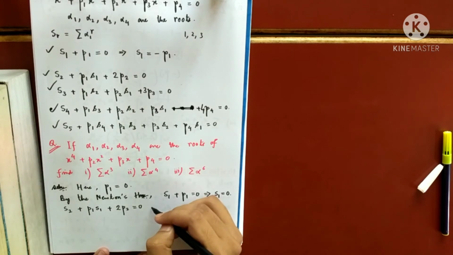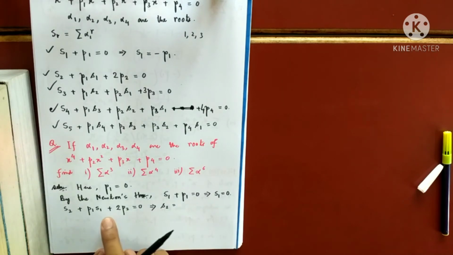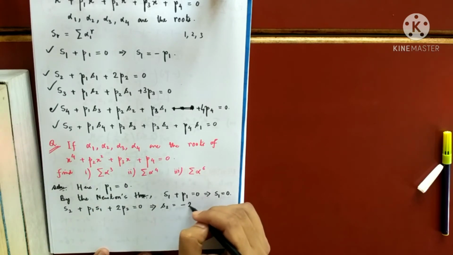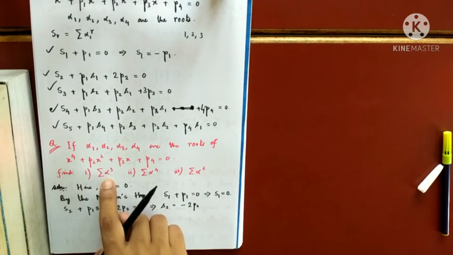So what will be S2 from here? S2 will be, this is 0 because S1 is 0 or P1 is 0. This is 0. So minus 2P2. This is my S2. Minus 2P2 is my S2. Now I have to actually find S3.